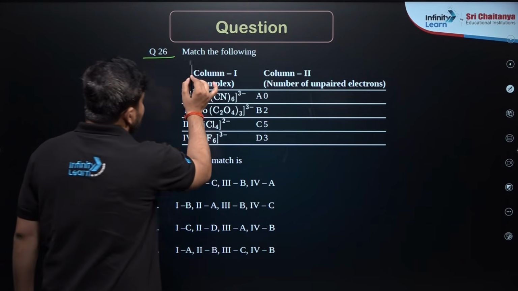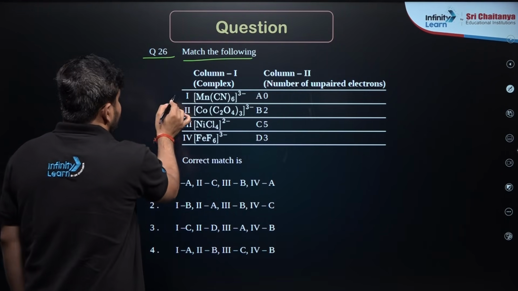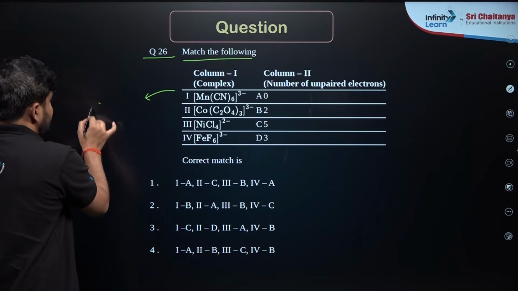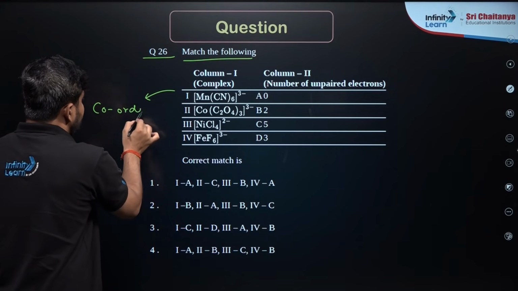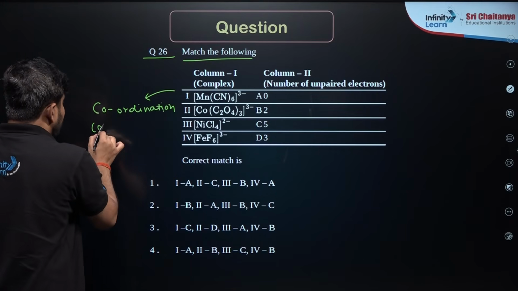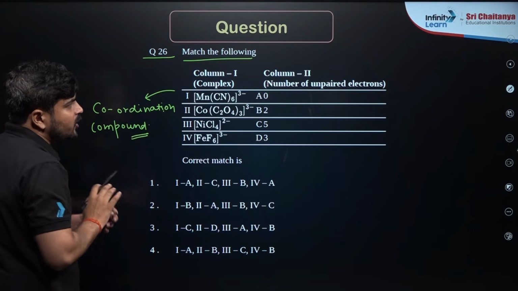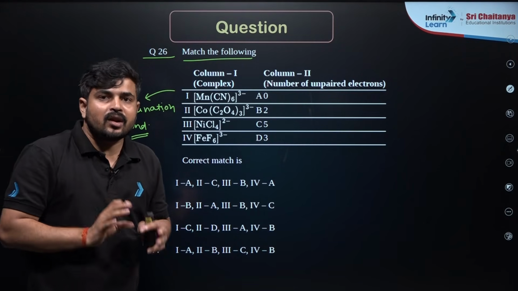Okay, so match the following. If we are going to check, basically some complex is given here. This is a coordination compound given on this side. In this coordination compound, we just need to check the number of unpaired electrons.